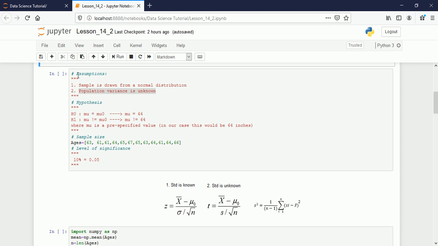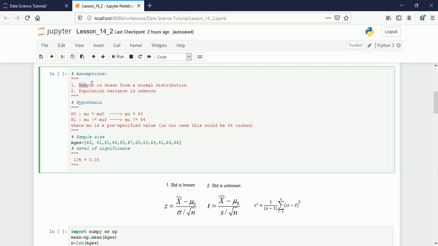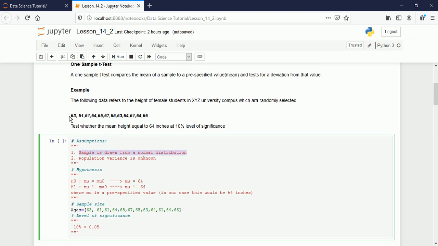Okay, the assumptions. What are the assumptions here? The assumptions for the one sample t-test are that the sample is drawn from the population. So this is an example, but actually the sample should be drawn from the population. And then the population variance is unknown. It is also not given here. Only the mean is given. The variance is not given.